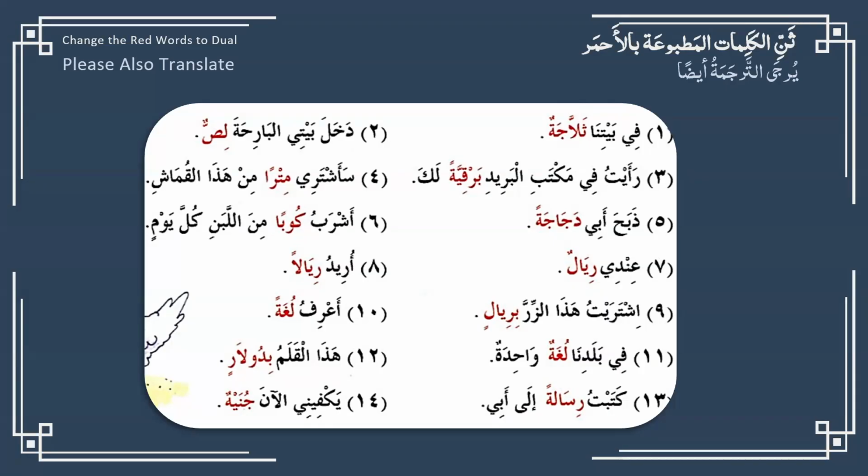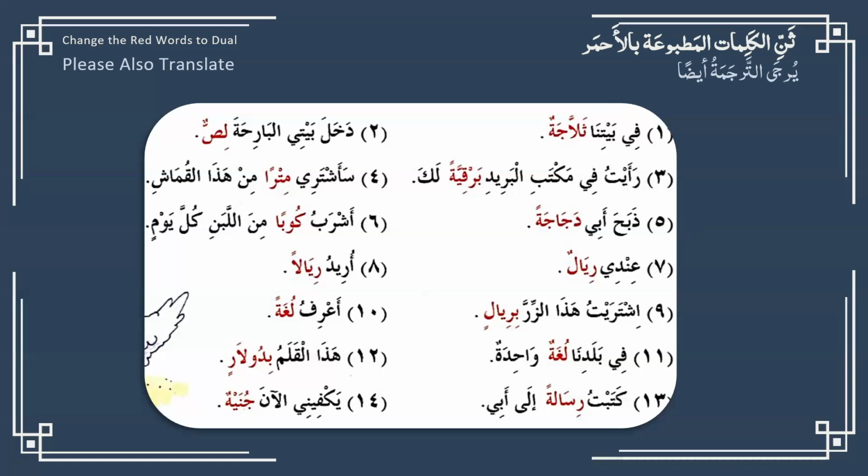I have a riyal. Number 8. That's okay. So, that's number 7 done for you, and then who? Okay. Sister Naila, if you can do number 8 to 14, just translate the sentences. Inshallah.